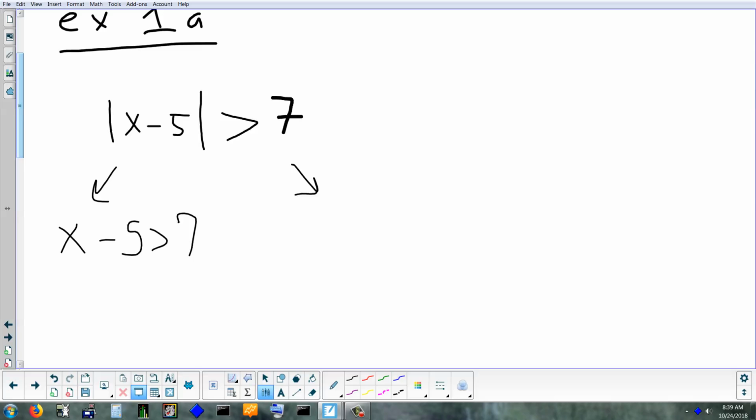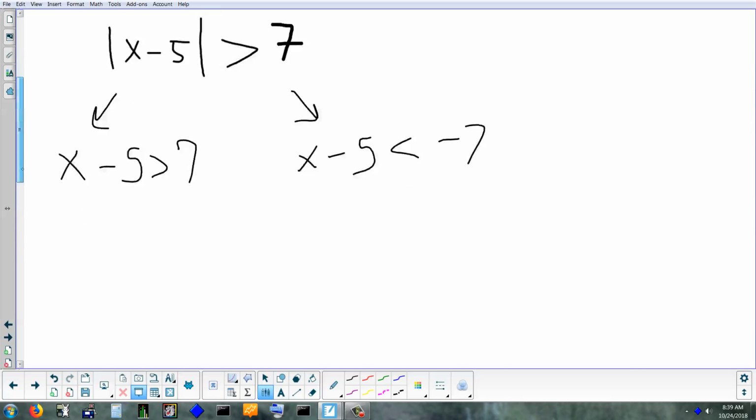What's this one going to be? Chris? X minus 5 is less than negative. Yeah. Flip the sign. So again, the arrow is pointing towards the 7. It's going to be pointing towards the x minus 5 now. So x minus 5 is less than negative 7. Again, split it, flip it. We split it, we had to flip the second one. Alright? Now, just like we did before.